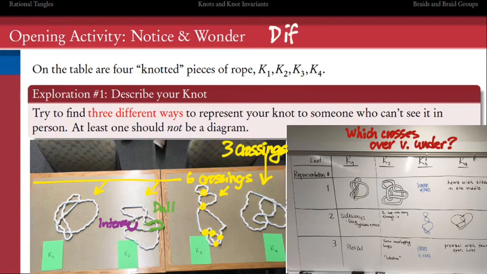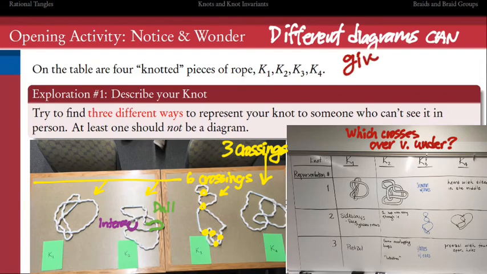That different diagrams can in fact give us the same knot. Didn't leave myself much room to write. Can give the same knot. Of course, we're going to have to decide what we mean by same.